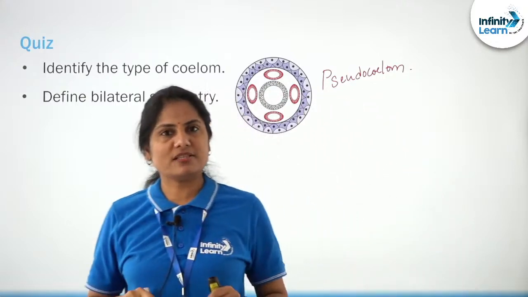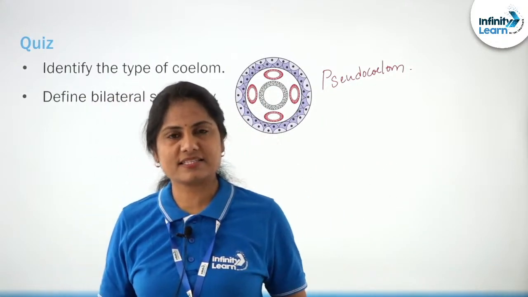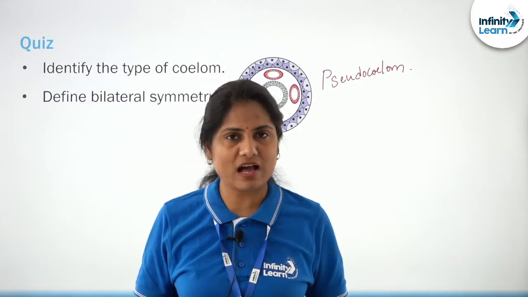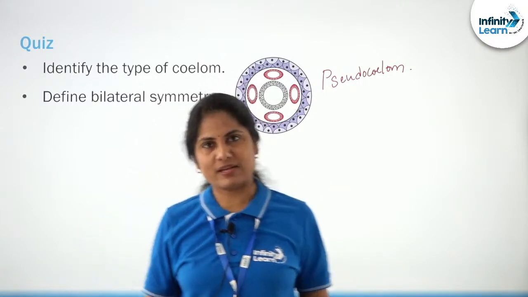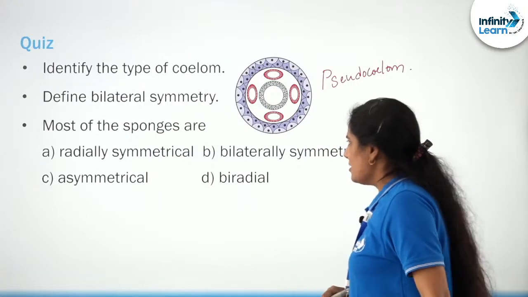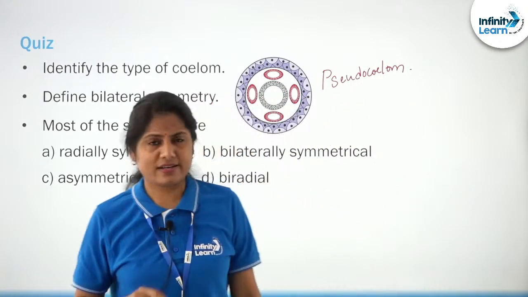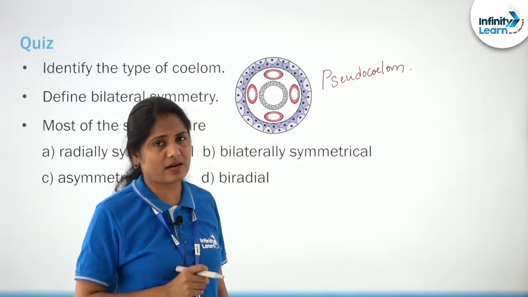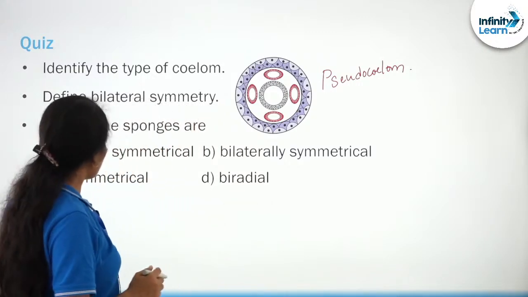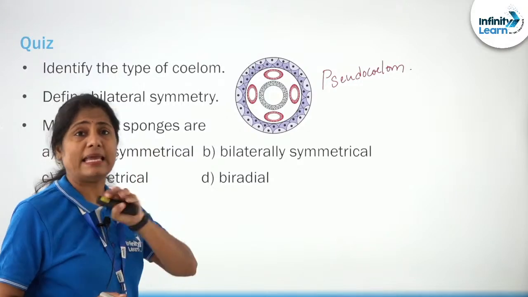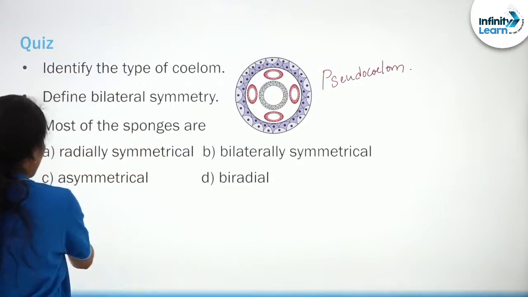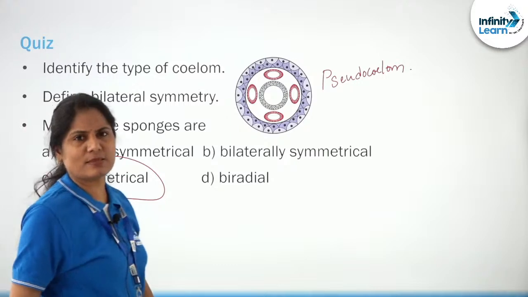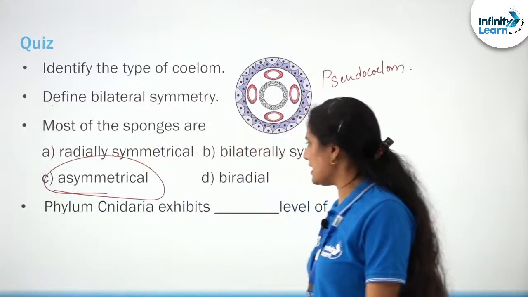Define bilateral symmetry. A plane of division passing through the central axis can divide the organism into two equal halves. You saw that beautiful butterfly picture there. Most of the sponges are, I did tell you why you should use the term most, because some of them are radial. Mostly they cannot be divided into two equal halves by any plane of division. So they are asymmetrical. They do not have any symmetry at all.